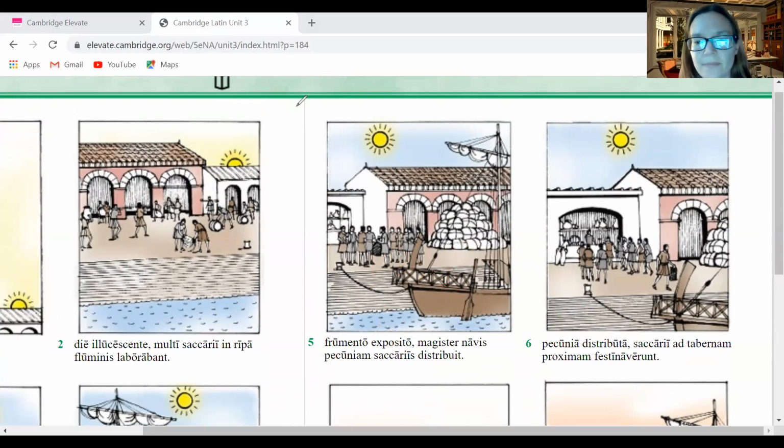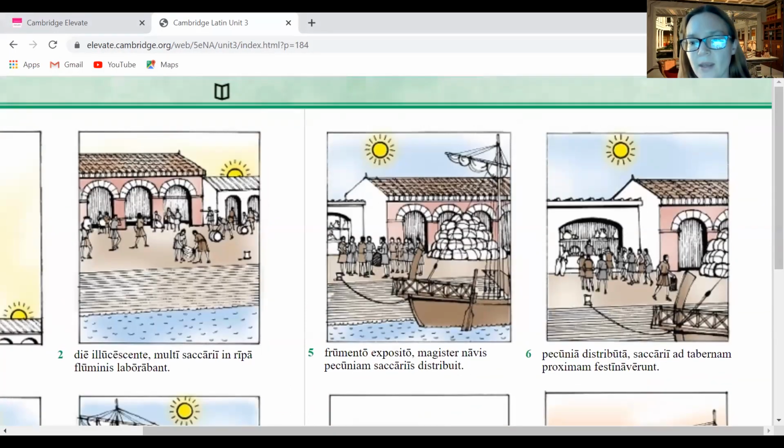Number 6, pecunia distributa, saccarii ad tabernam proximam festinaverunt. Now, when they got paid, where's the first place those dock workers went? To the bar next door. That bar owner was very smart to build his bar right next to where the dock workers get paid. Okay, so here is my ablative absolute, pecunia distributa. There's the noun money, singular, distributa as a participle. This one's perfect passive. It's not on the list, and there's no NT, so we know it's perfect passive.